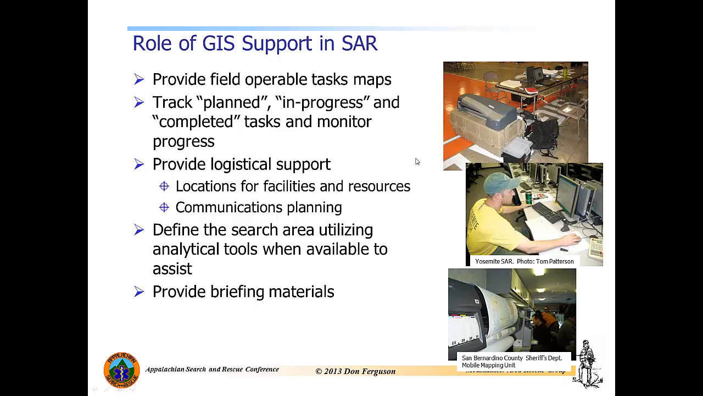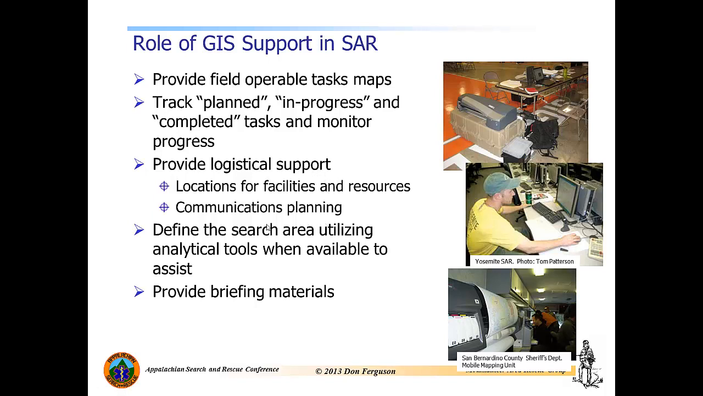Because search and rescue is such an inherently spatial problem, there are many opportunities for applying GIS. However, there are some specific needs that must be addressed, such as providing maps for teams going out into the field, or helping us plan and track the progress of search activities, or providing logistical support, for example, by helping us decide where to place helicopter landing zones, or identifying areas where communications could be difficult.